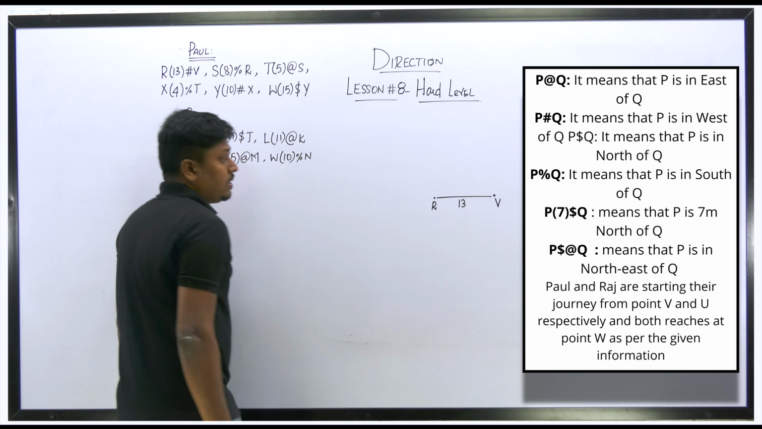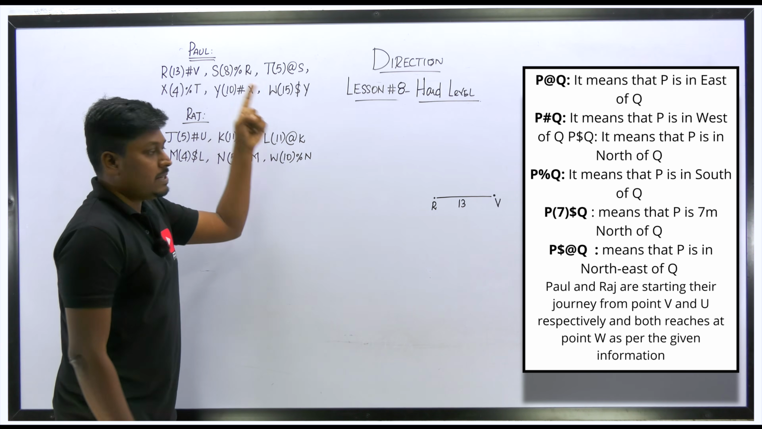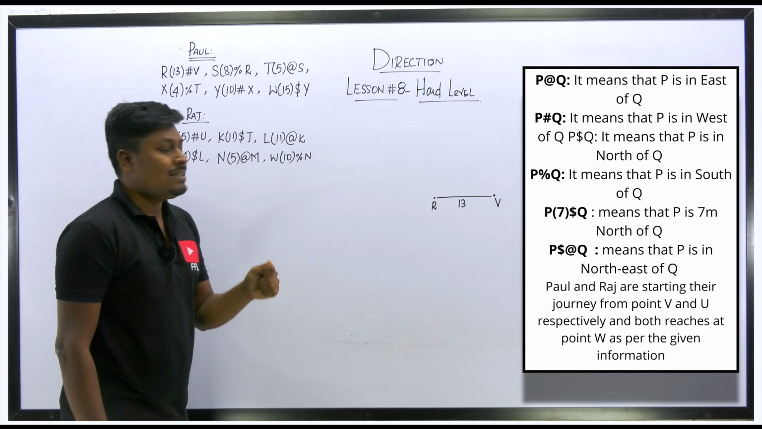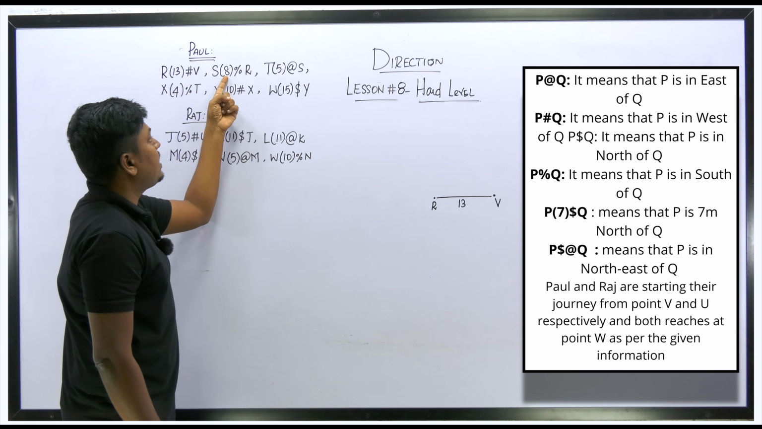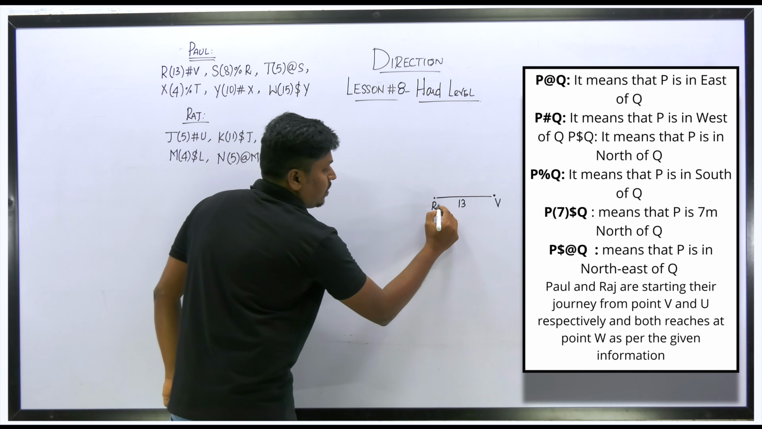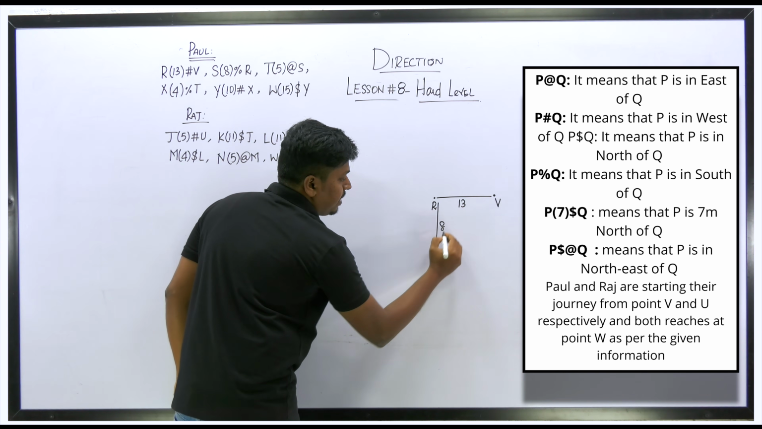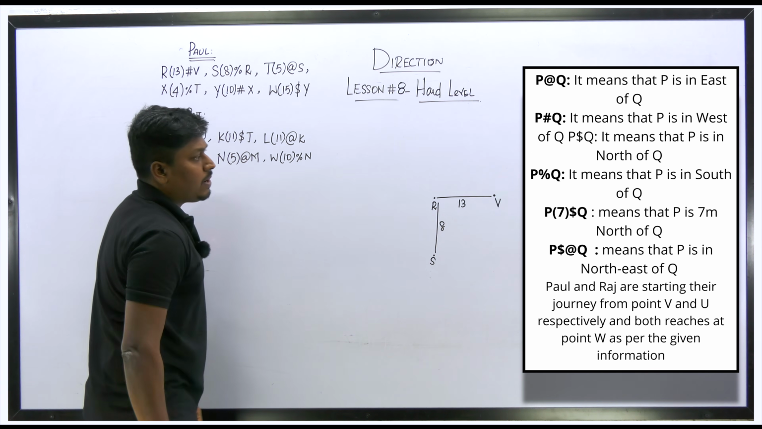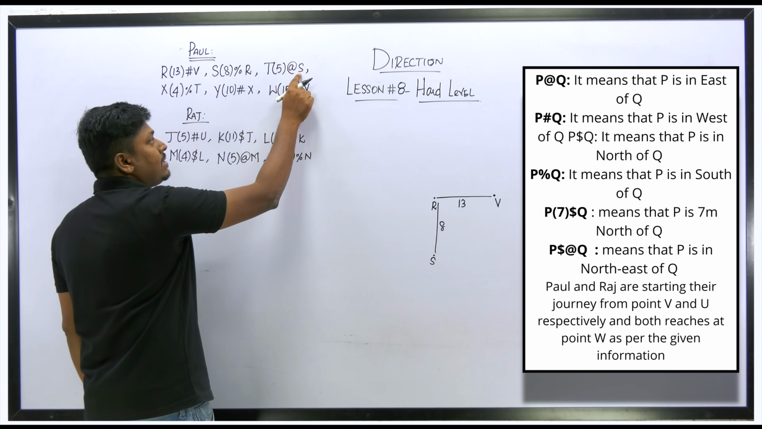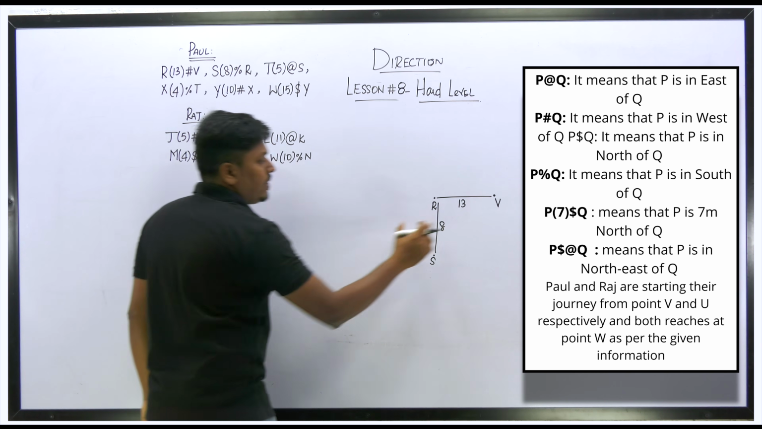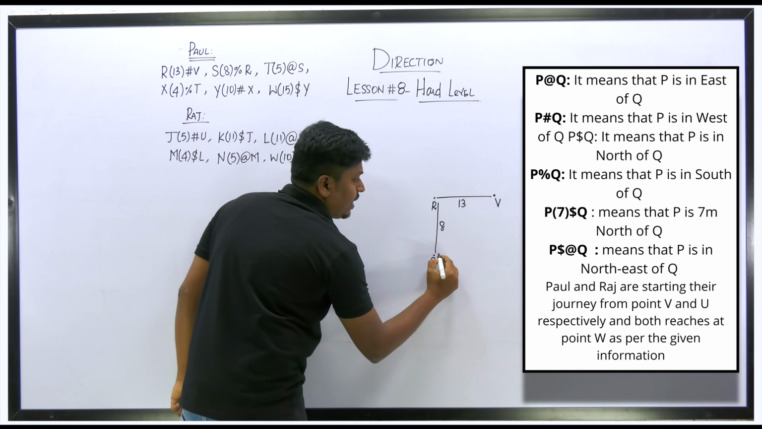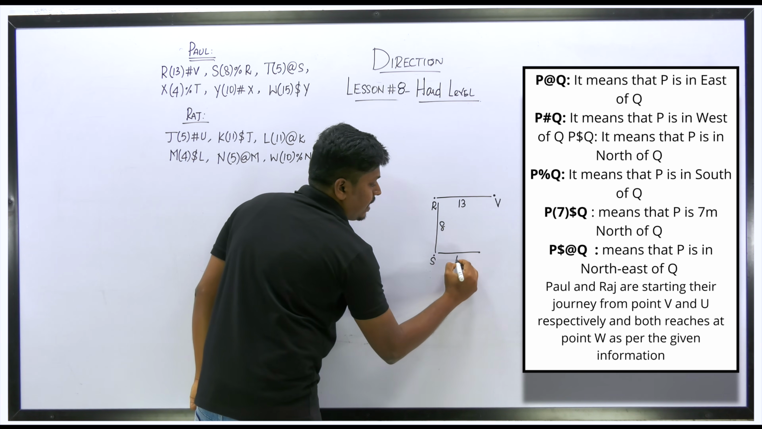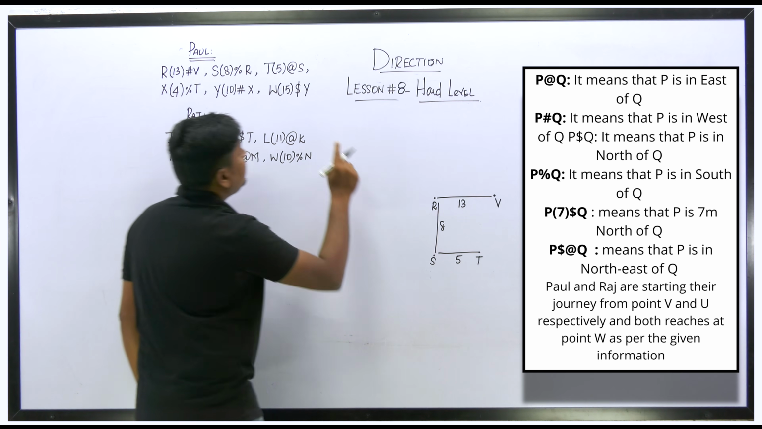Understood? So next point will be percentage. Percentage is called southern side. So R southern side at 8 meter is S. So R southern side at 8 meter will be S. Next point will be at. So at determines east. So S east 5 meter is T. We know that this is 13 meter, right? So S east at 5 meter it's T. Got it? T here, ST.